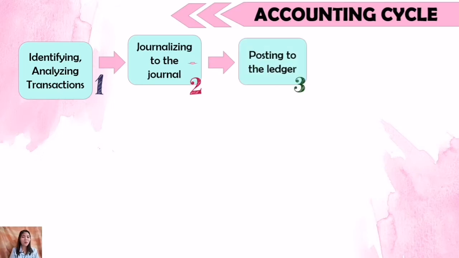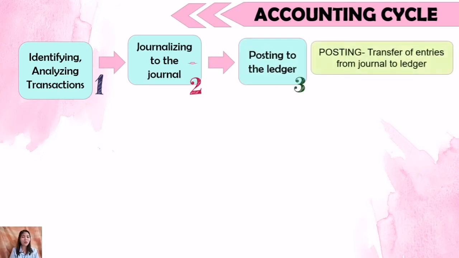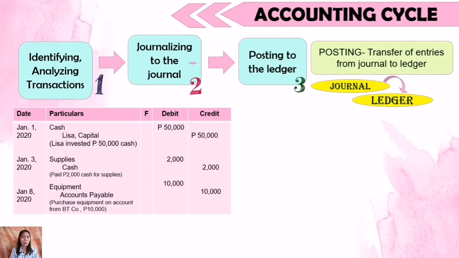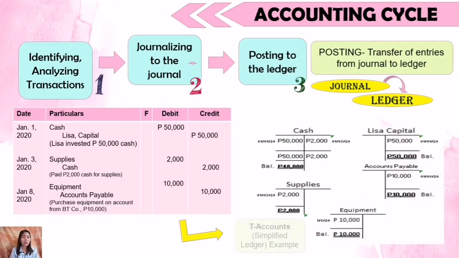After journalizing is posting to the ledger. Posting is the transfer of entries from a journal to the ledger. Meaning to say, all entries in the journal will be transferred to a specific ledger. For example, we have this set of entries in the journal. To post this to the ledger, we will have this result. I'm just simply showing you the accounts or simplified ledger. Just a quick overview of this accounting cycle and how it works. Next is our step, and under this step, you need to be consistent.